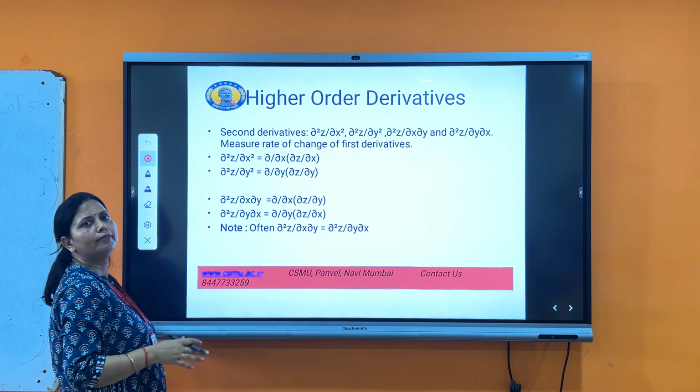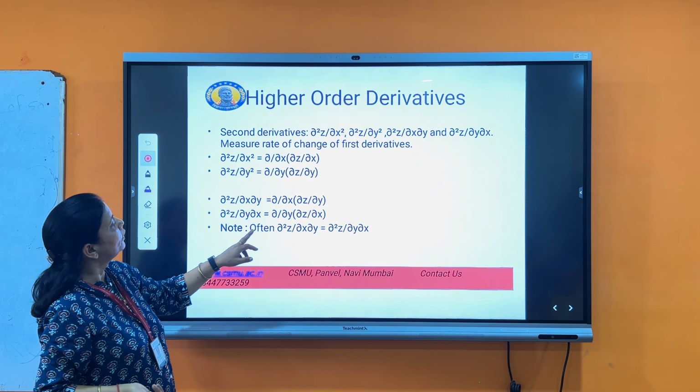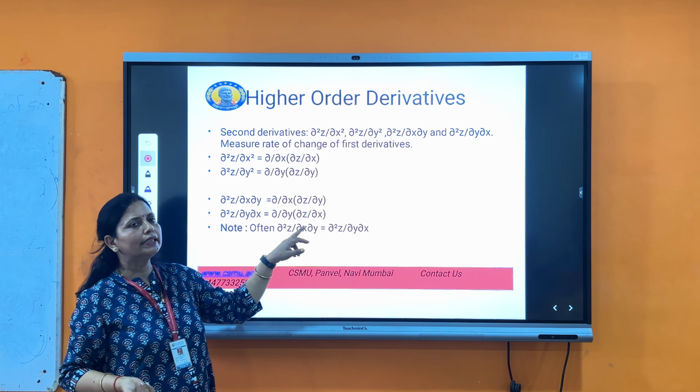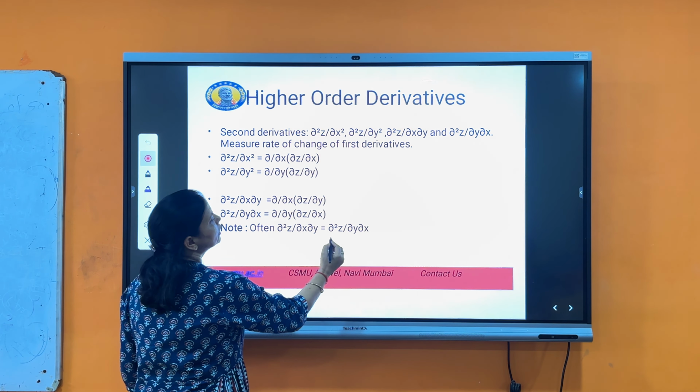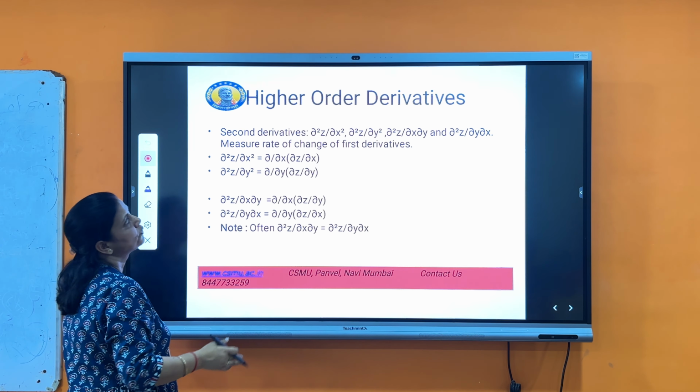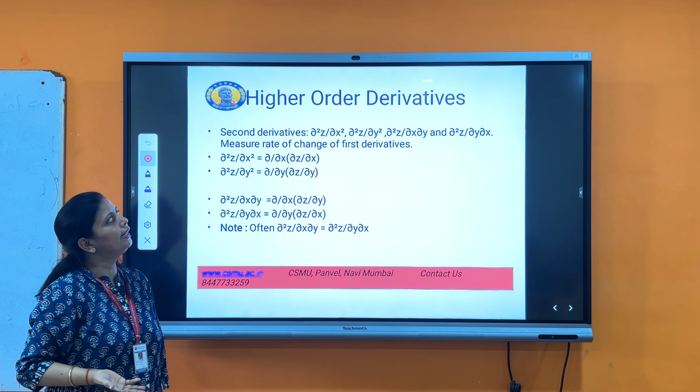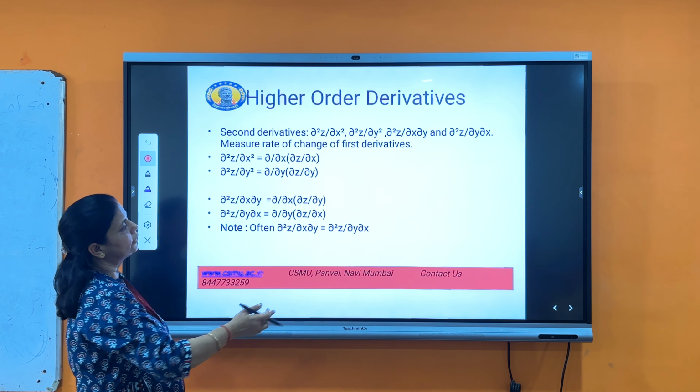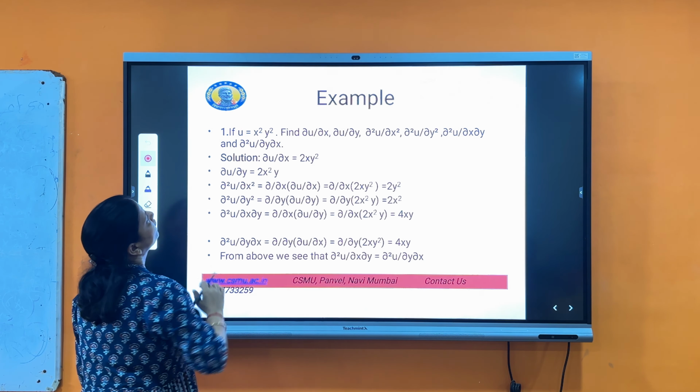As you can all see, when we go for solving problems, we see ∂²z/∂x∂y is equal to ∂²z/∂y∂x. Now we find the higher order derivative using examples. Now examples.